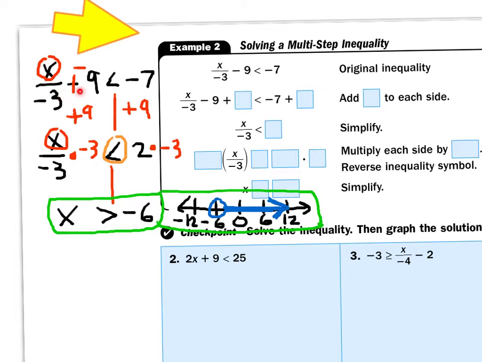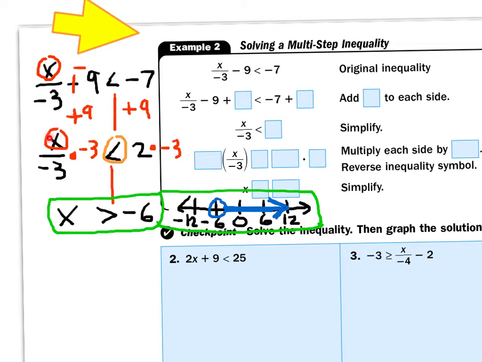I see adding negative 9, so I have to add a positive 9 on both sides of the wall first, okay? So I'm going to drop the x over negative 3 down. The negative 9 plus positive 9 destroy each other, so they disappear. They become the 0. I drop my inequality straight down, and then negative 7 plus 9 made positive 2. Now I have x over negative 3 is less than positive 2.